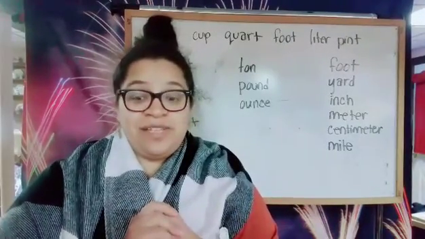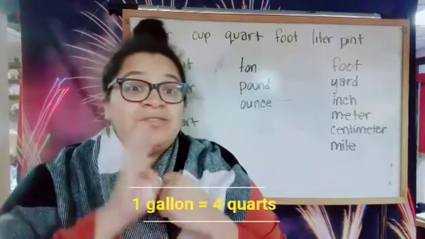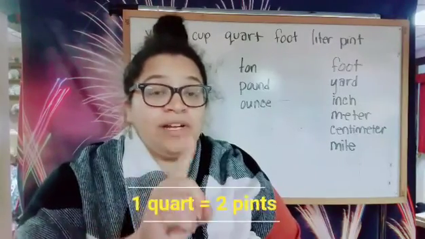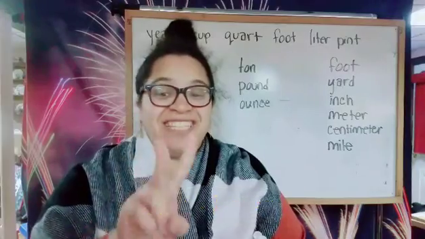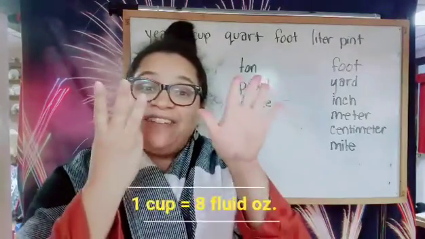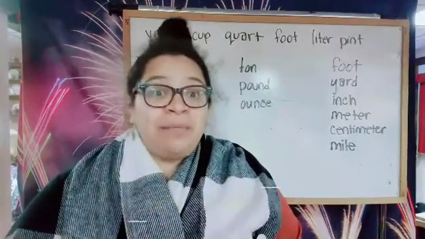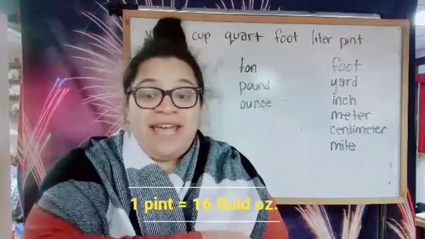Again, let's review those really quickly. 1 gallon equals 4 quarts. 1 quart equals 2 pints. 1 pint equals 2 cups. 1 cup equals 8 fluid ounces, and 1 pint equals 16 fluid ounces.